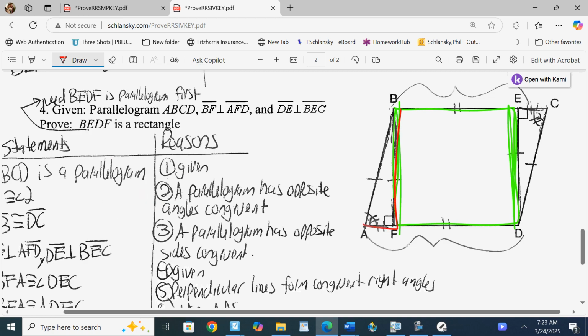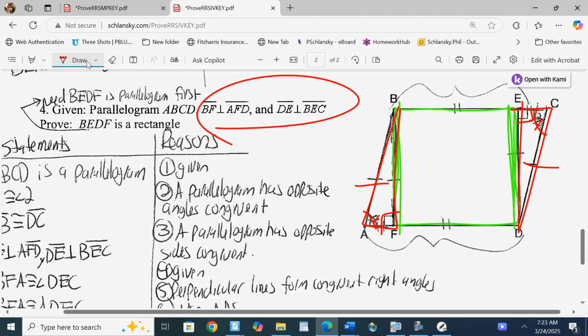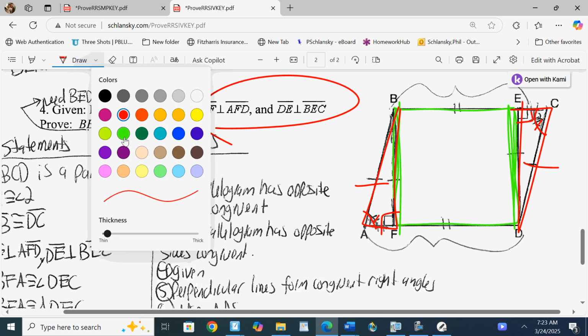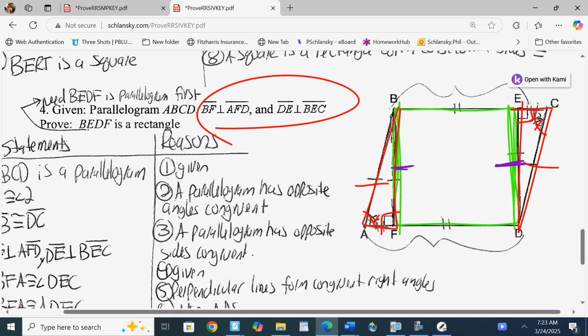I've got these red triangles. Since the big thing is a parallelogram, I have opposite angles congruent, opposite sides congruent. I've got some perpendiculars. That gives me the right angles. That gives me the triangles congruent. Once I have the triangles congruent, I can use CPCTC to give me this. So that's one pair of opposite sides. I need another pair of opposite sides.